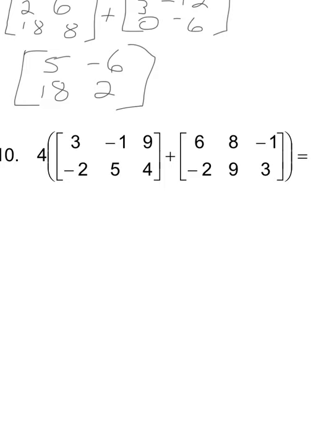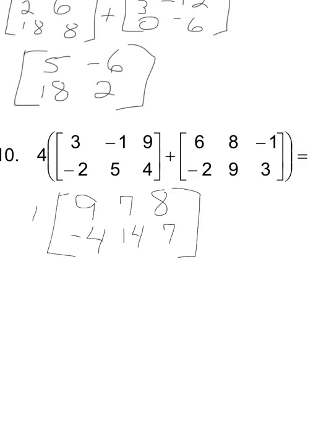So we have 3 plus 6 is 9. That's our two top left corners. The top middle, -1 plus 8 is 7. And then our top right is 9 plus a -1 is 8. Okay. Now the bottom left-hand corner, negative 2 plus a negative 2 is a negative 4. 5 plus 9 is 14. And 4 plus 3 is 7. We go ahead and close that off.